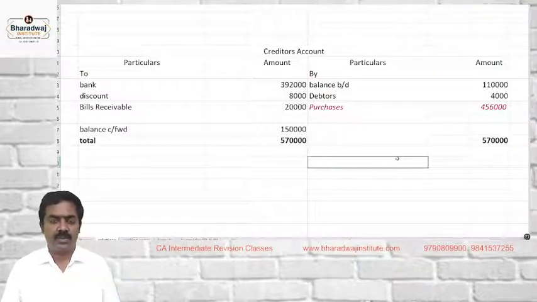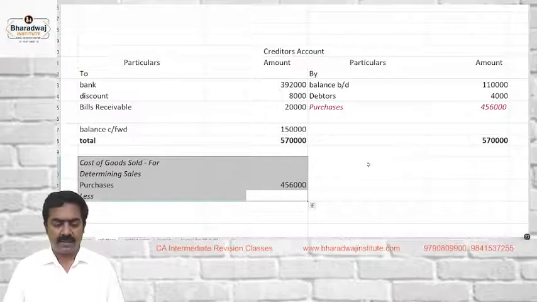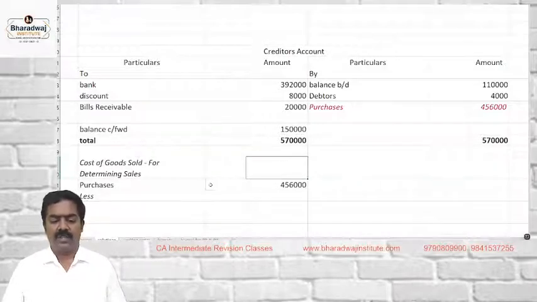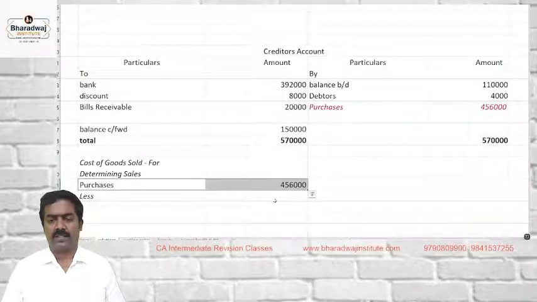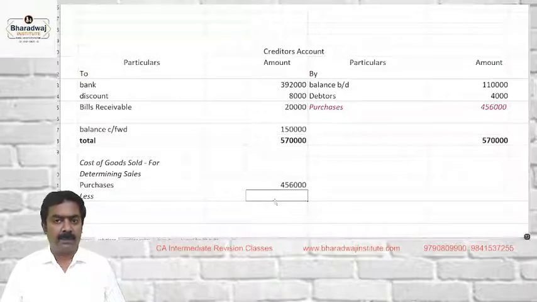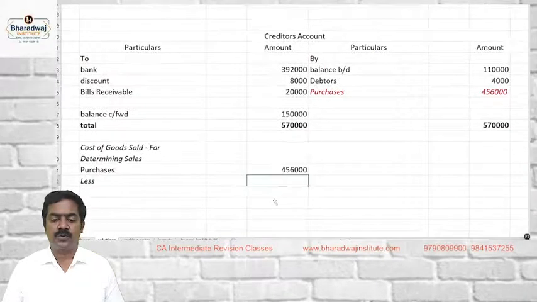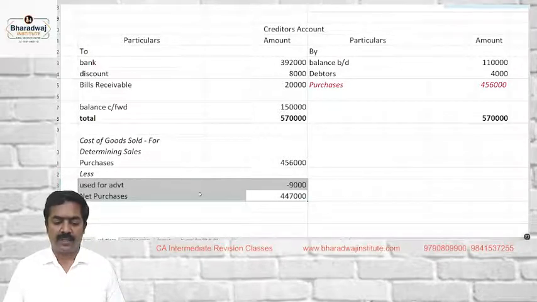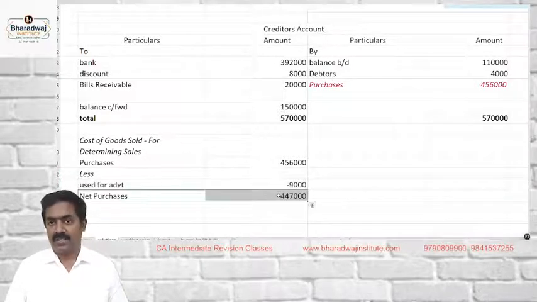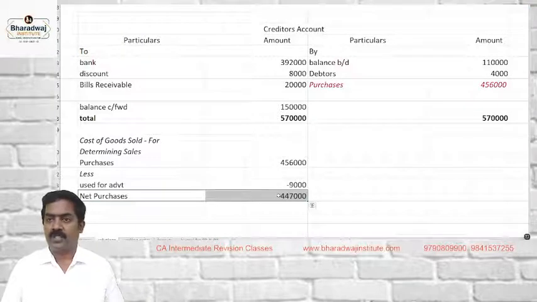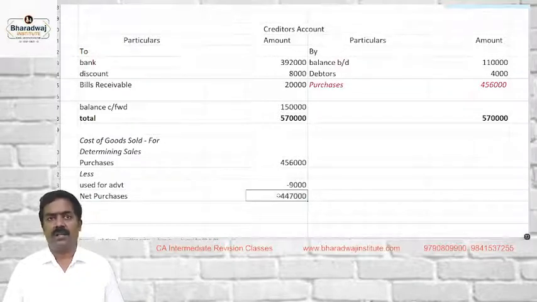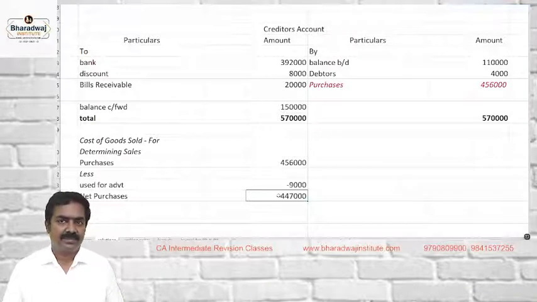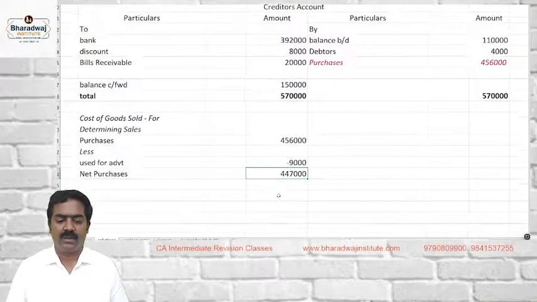Computation of cost of goods sold for sales. In the purchases, how much is used for advertisement purpose? 9,000 used for advertisement purpose. No purchase returns. Okay. So net purchases 4,47,000. How to work out cost of goods sold from here?